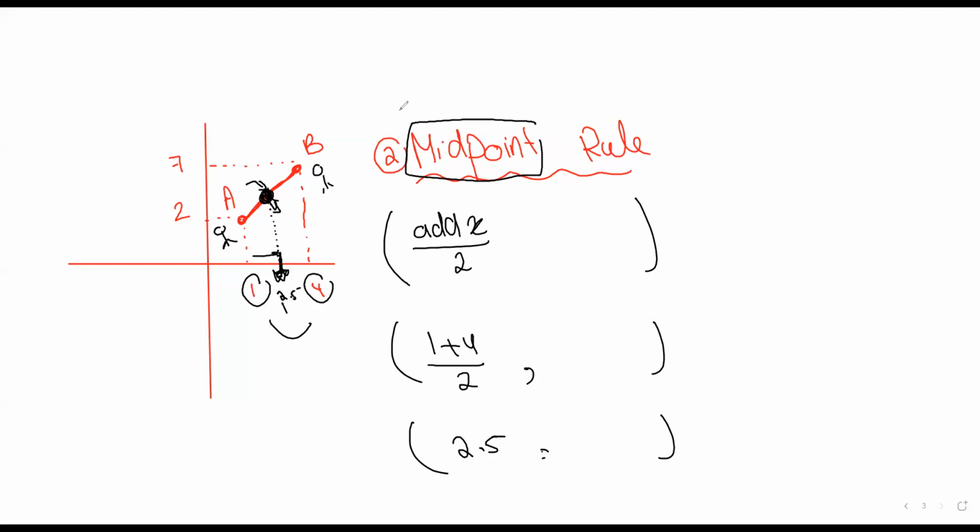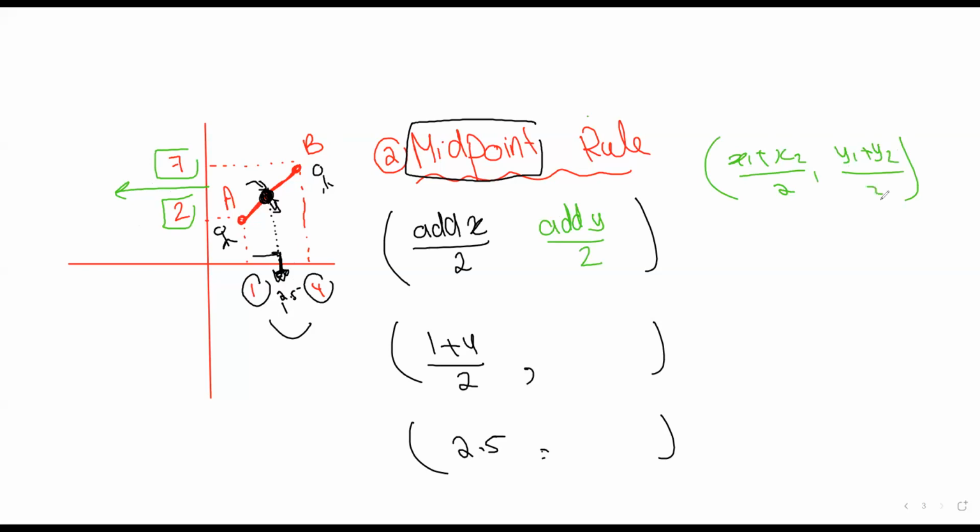Now, how do I find the mid-y? What is the value of the y that is exactly in the middle between 2 and 7? To find the mid-y, you add the y's and you divide by 2. The rule is written as x1 plus x2 over 2 and y1 plus y2 over 2. I don't write it like that. You add the x's, divide by 2, you add the y's, divide by 2.